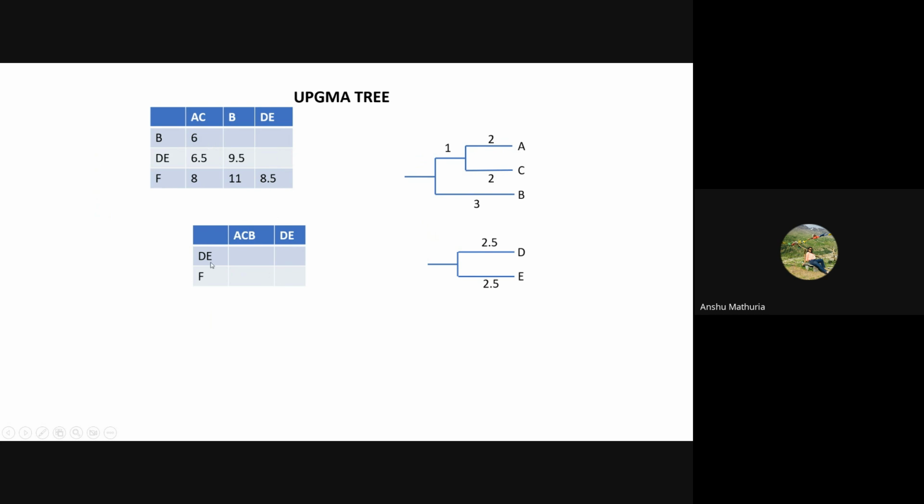If you follow the same procedure, that is 8.5 here, and ACB with DE, if you have to calculate, you will calculate AC with DE plus B with DE. That is 6.5 plus 9.5 divided by 2, which will give you 8. And similarly for ACB and F, you will calculate AC with F and B with F. That is 8 plus 11 divided by 2. I hope this is clear, right? It's just an iterative process. You have to keep going.